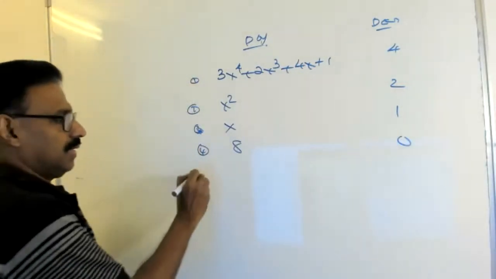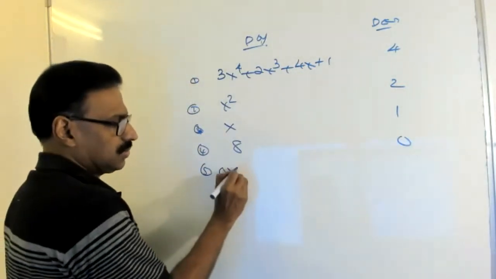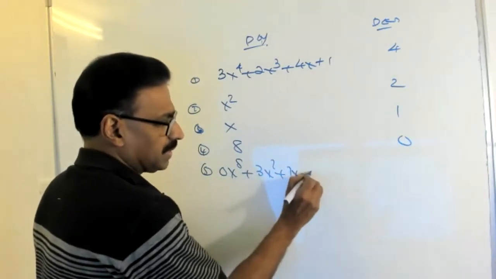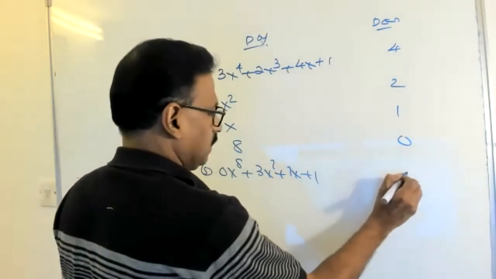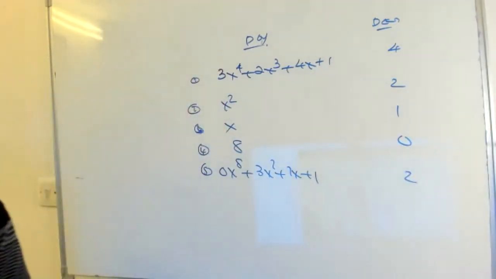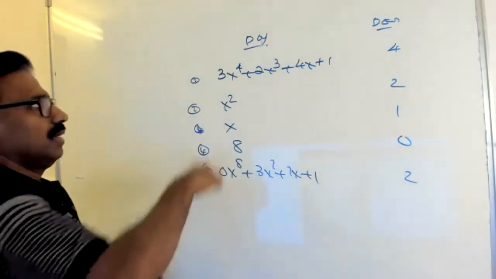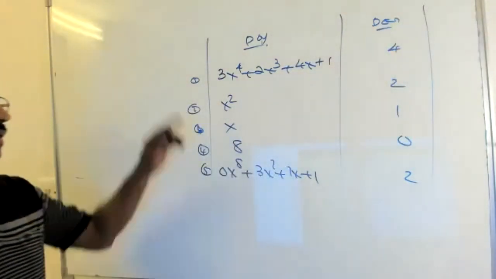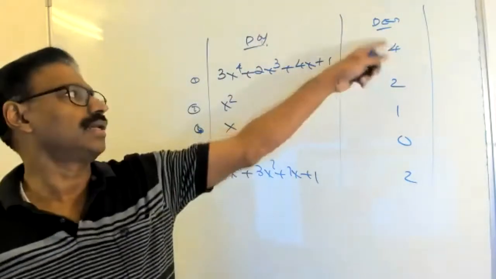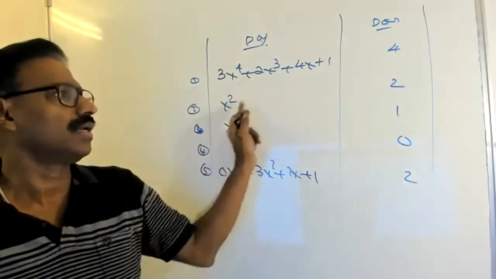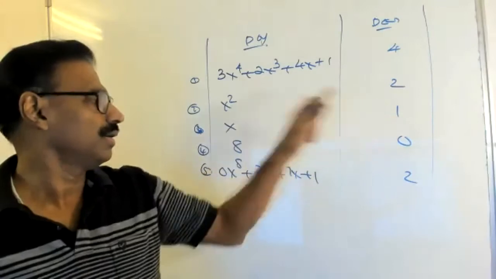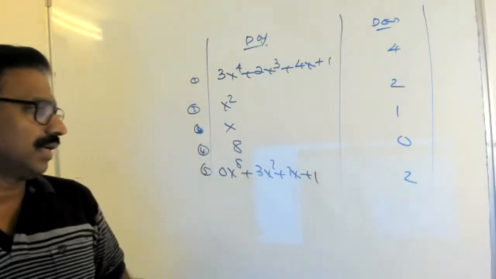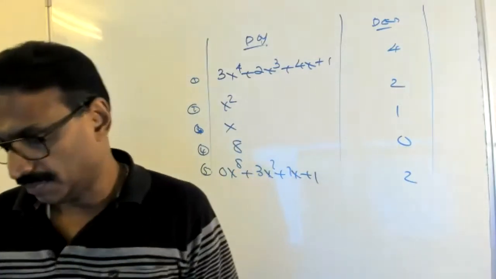Next, 0x raised to 8, 3x square plus 2x plus 1, degree 2. Write these examples. You write two columns, make columns like this. Polynomial, degree. Here degree 4, degree 2, degree 1, 8, 0. Here degree is 2.